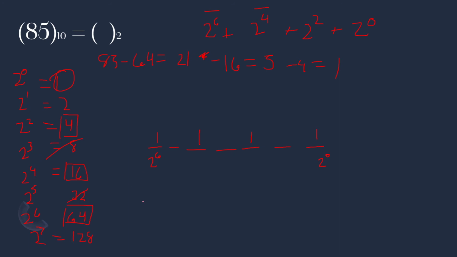So it's 2 to the 6, it's 64. 2 to the 4 is 16. 2 to the 2 is 4. And 2 to the 0 is 1. So this is 80 plus 4 plus 1 is 85 in decimal. And then in binary, it's 1 0 1 0 1 0 1 in base 2.